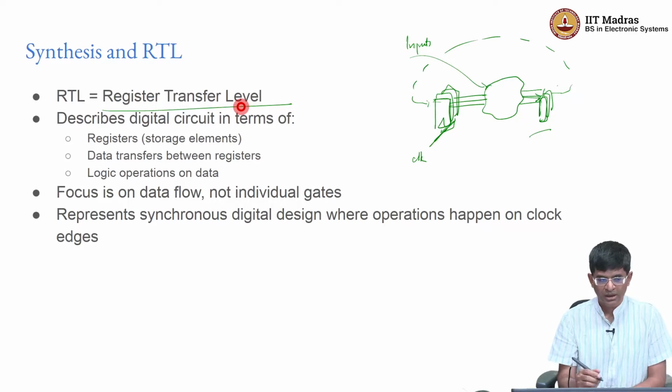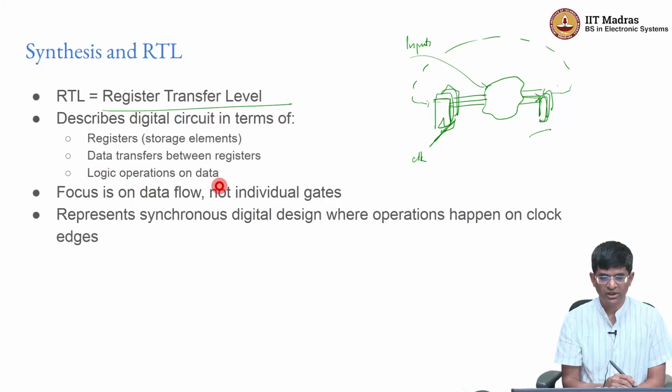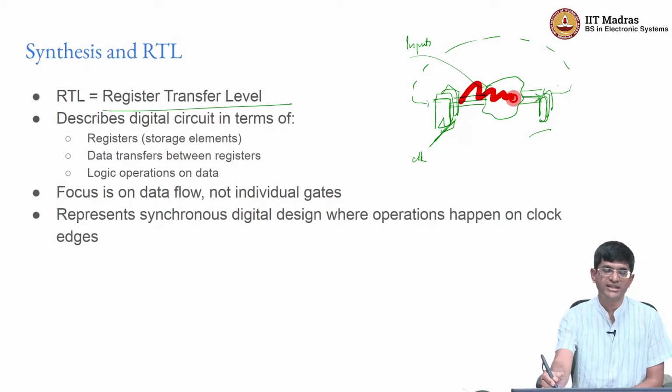Okay. So in terms of RTL, you need to think in terms of storage elements, the data transfers, and the logic operations, the computations that are being performed on the data. The focus is on the data flow: how is the data being processed and flowing between different sets of registers, not on the individual gates. The whole point is that you don't need to worry about how these individual computational elements are implemented. That is the part where the compiler can help you. What you need to take care of is making sure that your logical flow is correct.